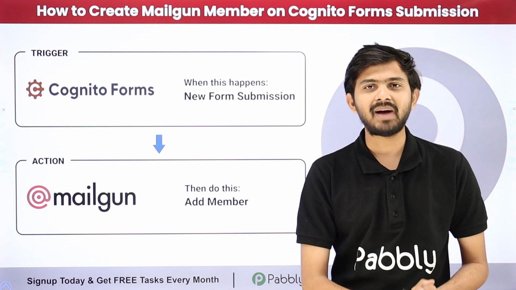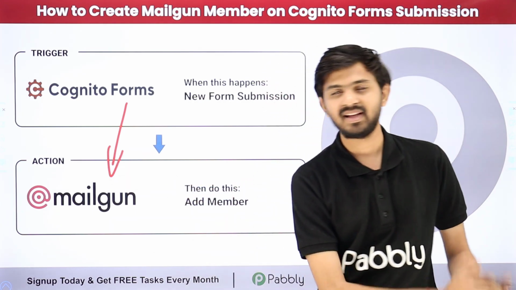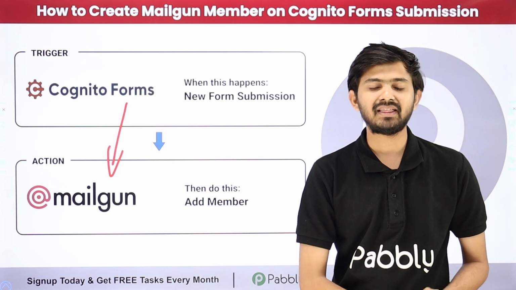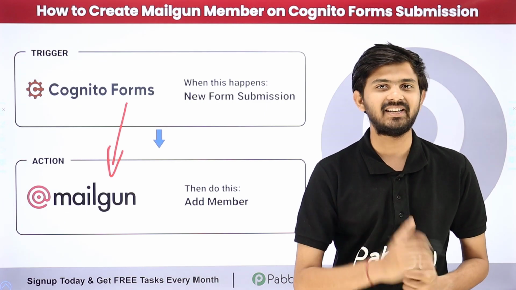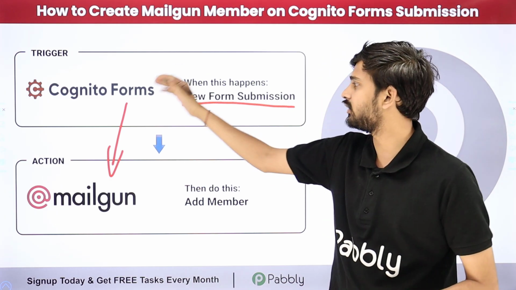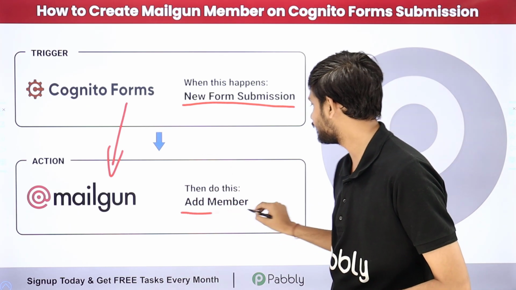So to do this automatically, I need to build a connection between Cognito Forms and Mailgun. For building this connection, I'm going to use Pabbly Connect. Pabbly Connect is an amazing software for automation and integration. With Pabbly Connect, whenever I receive a new form submission from Cognito Forms, I will automatically add a new member in my Mailgun account.